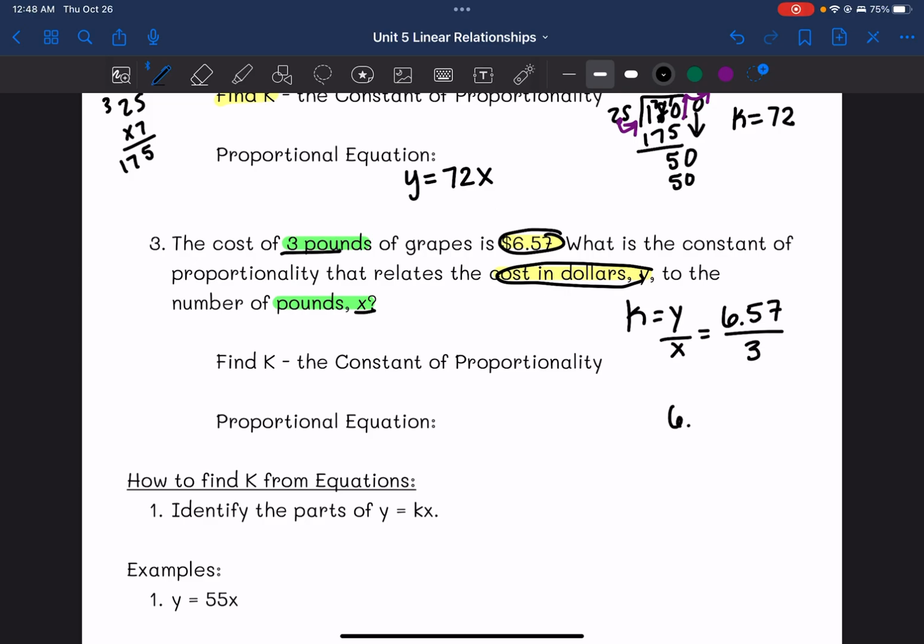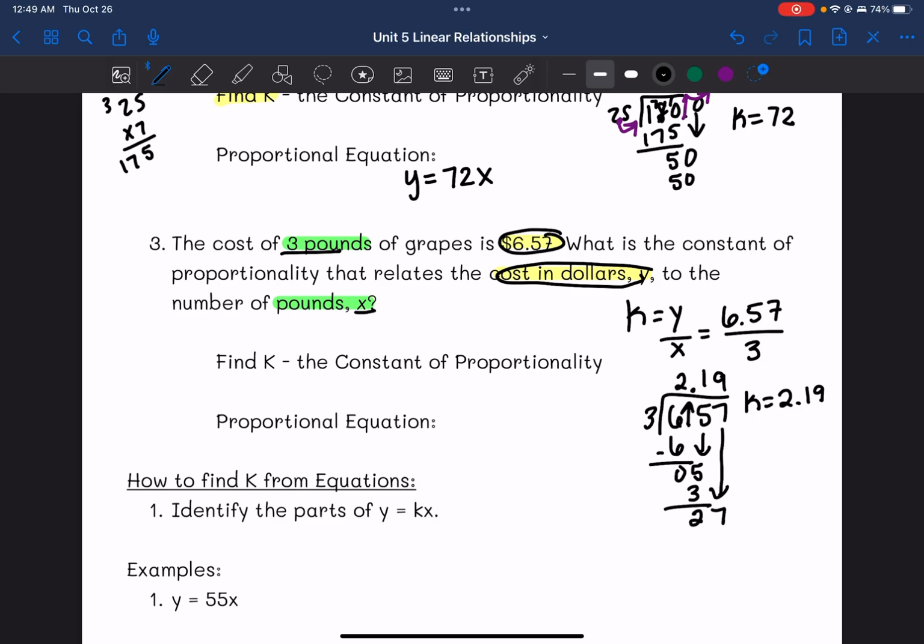Okay, so 6.57 divided by 3. 3 can go into 6 2 times. That would be 6. 3 can go into 5 one time. That would be 3. That would be subtracted to make 2. Then we have 27, and 3 times 9 will give us 27. Now here, I'm just going to bring up the decimal. So that means that my K is going to be 2.19.